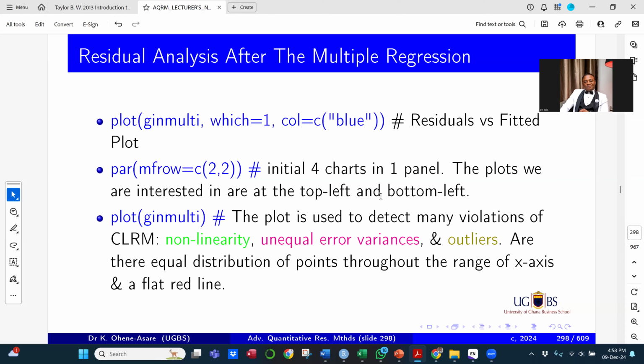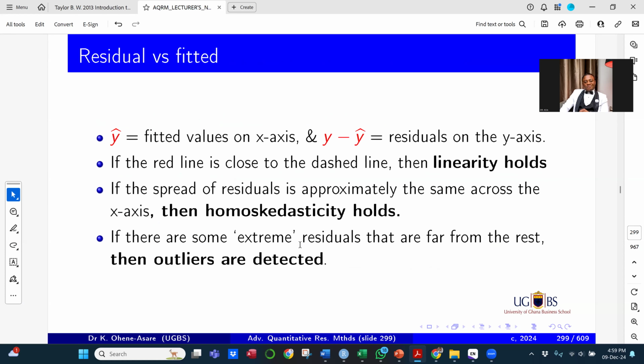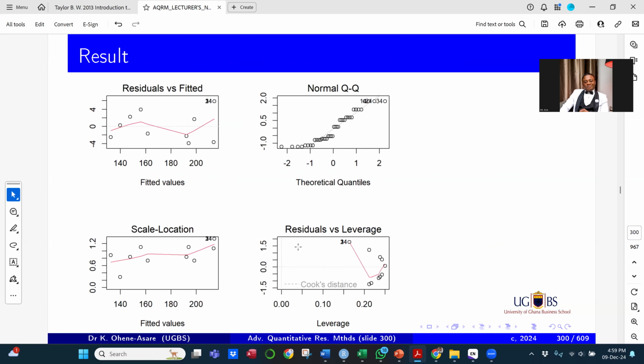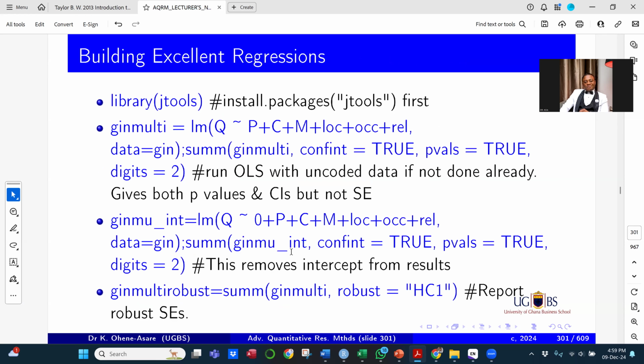The residual can help you to detect or correct nonlinearity. You can correct outliers. You can correct heteroscedasticity. Okay. We'll look at all of them one by one next time. So that is just the beginning of multiple regression. But please remember that we've not even interpreted the results.